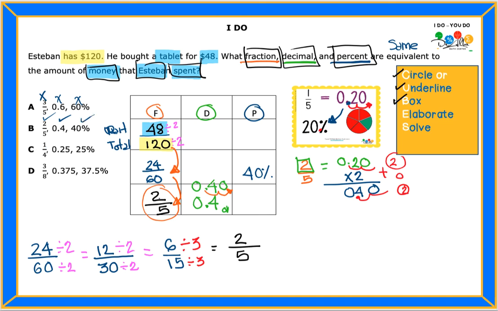Okay, letter C is not. The decimal is not and the percent is not. 3/8 is not 2/5. We definitely found our answer and it is letter B.